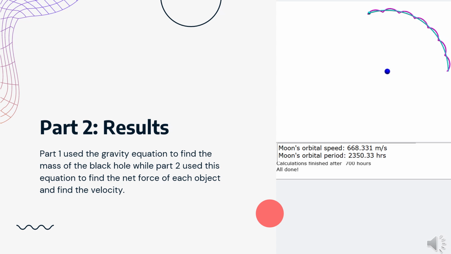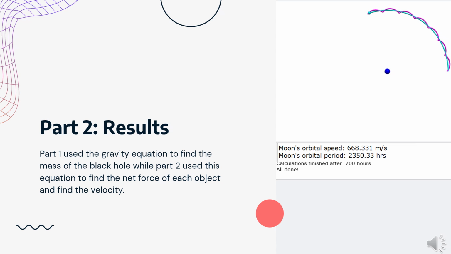These are my results for Part 2. As you can see, the orbit isn't fully complete because my code took too long to generate. However, you can still see the moon's orbital speed, which is 668.321 meters per second. Some differences between Part 1 and Part 2 are that Part 1 used a gravity equation to find the mass of the black hole, while Part 2 uses equations to find the net force of each object and find the velocity.